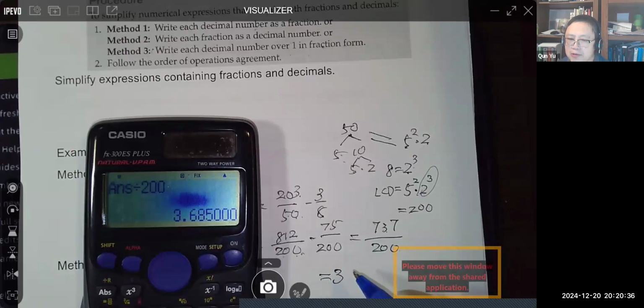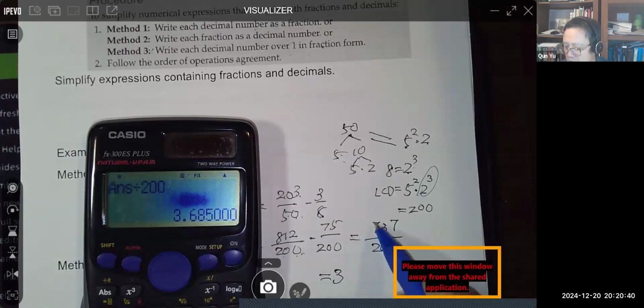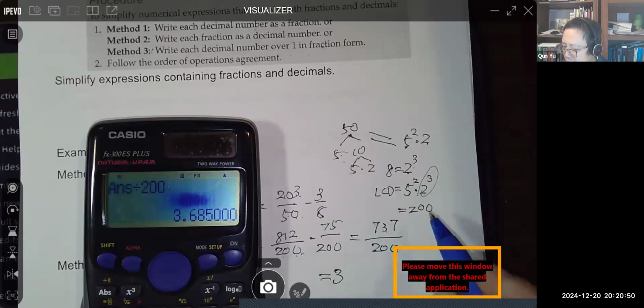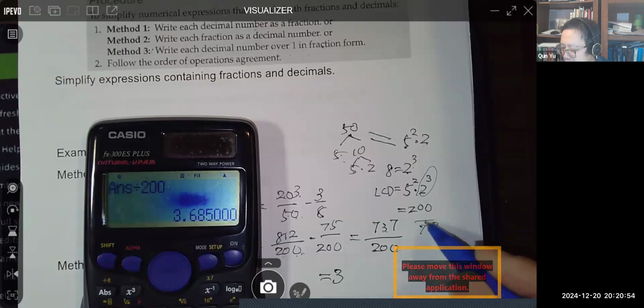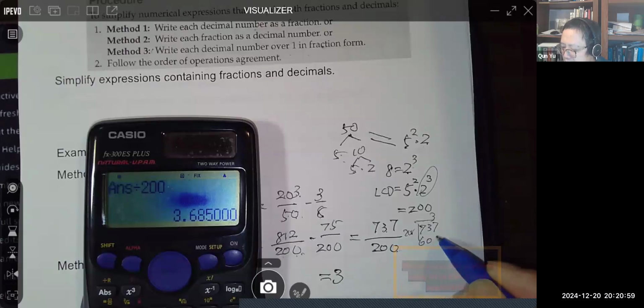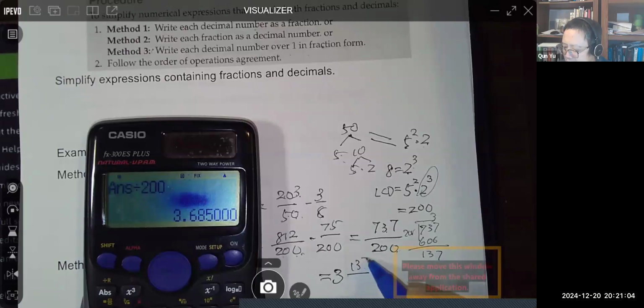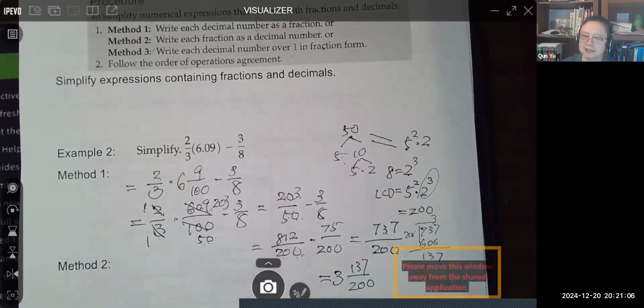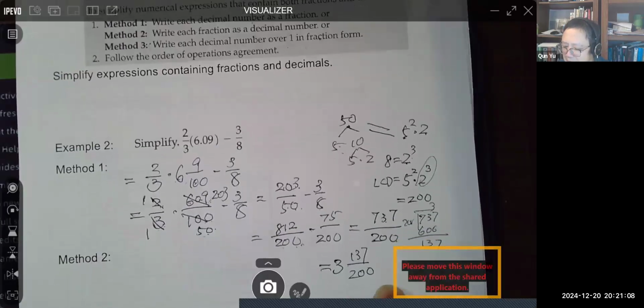But we need to rewrite that 0.685 into a whole number. So how do we do that? All you need is take the 3 200s away from this one, which is 600. So 737, if you divide it by 200, you're going to have 3 here. That's the whole number part. That's 600, right? The remainder is 137. So 137 over 200. Now, that's our final answer in terms of fraction format.